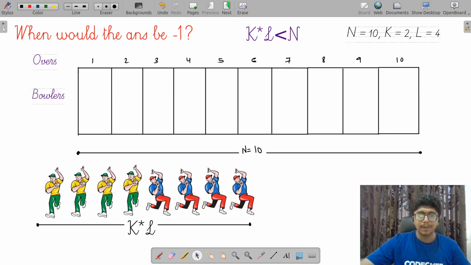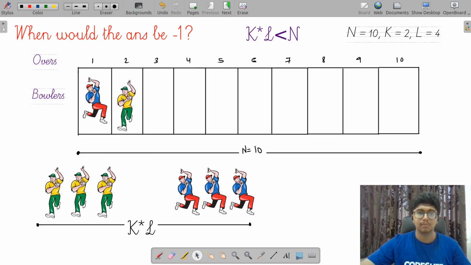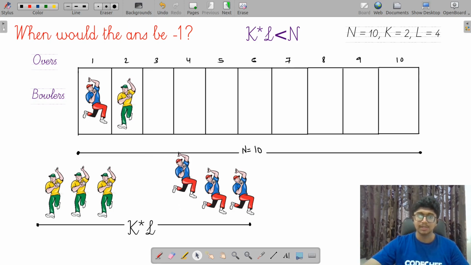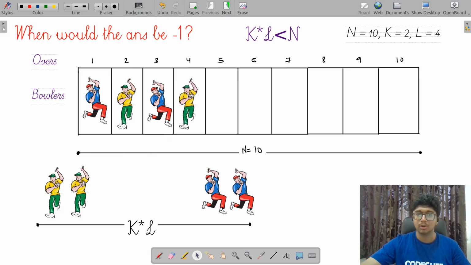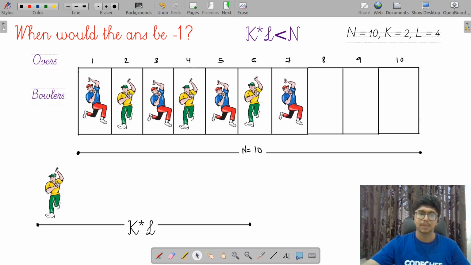Let's start with the assignment. Let's say I am assigning bowler 2 as my first over. Now, since bowler 2 cannot bowl the second over because that would be consecutive, I will assign bowler 1 as the second over. Again, since bowler 1 can't bowl the third over, bowler 2 bowls the third over. Similarly, bowler 1 will bowl the fourth over. This would continue. Bowler 2 bowls the fifth over. Bowler 1 bowls the sixth over. Bowler 2 bowls the seventh over. And bowler 1 bowls the eighth over.